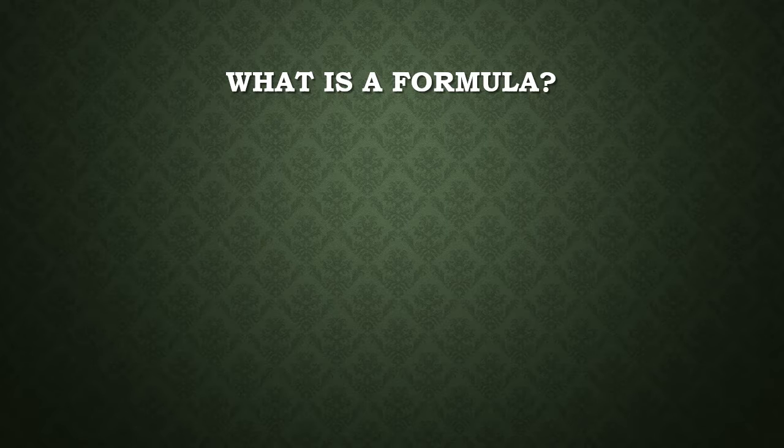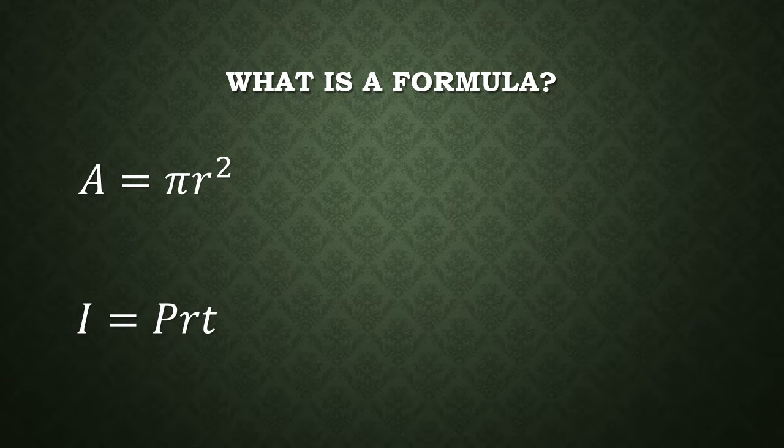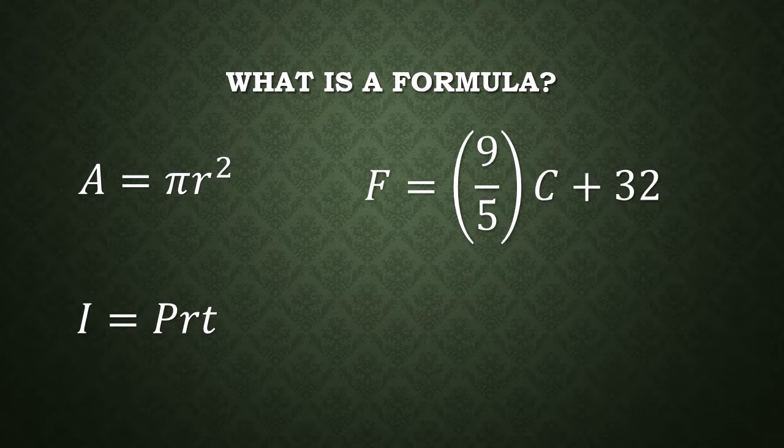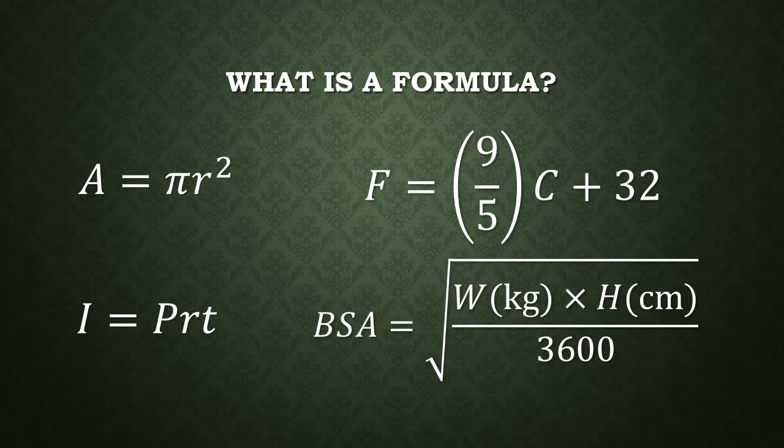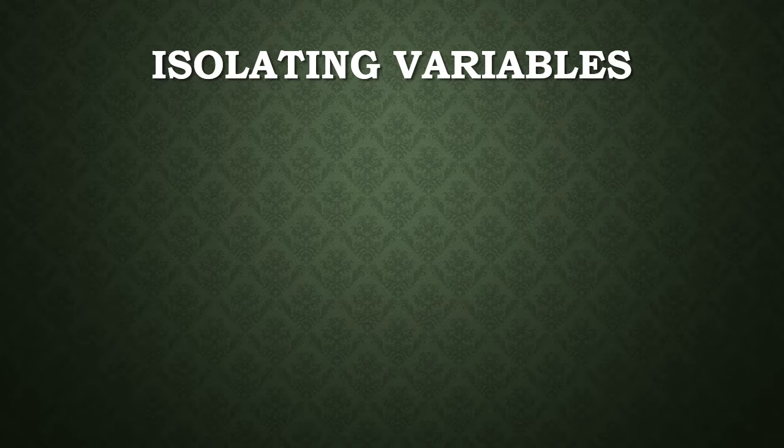What is a formula? A formula is an equation that shows the relationship between two or more variables. They could include fractions, they could have radicals, or they could have any other mathematical operation. Alright, so we want to rearrange a formula. Usually what we'll be doing there is isolating a given variable.